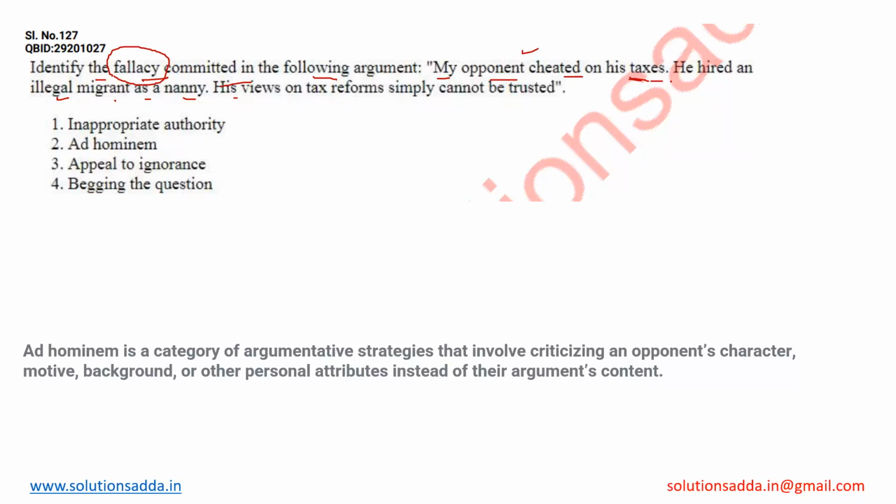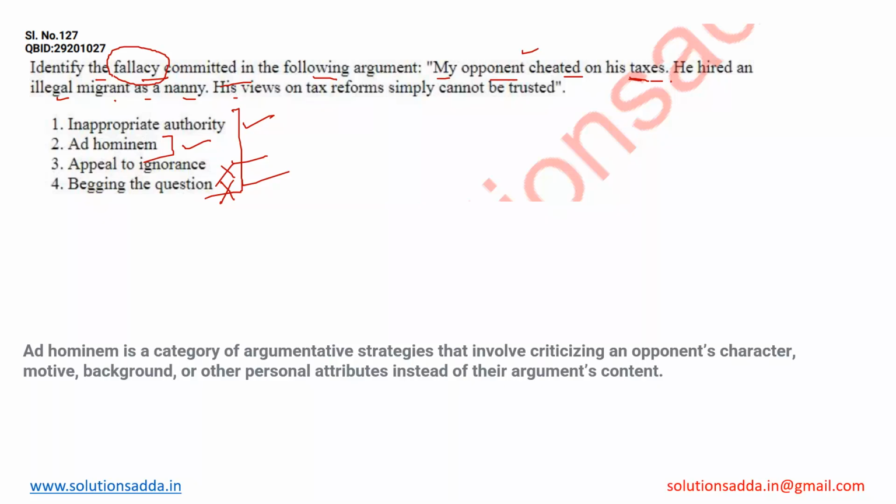So there are four types of fallacy examples given. Which category would it be: inappropriate authority, ad hominem, appeal to ignorance, begging the question. So we can directly eliminate the third and fourth options, because here we are not ignoring or begging the question, but the ad hominem option is there.